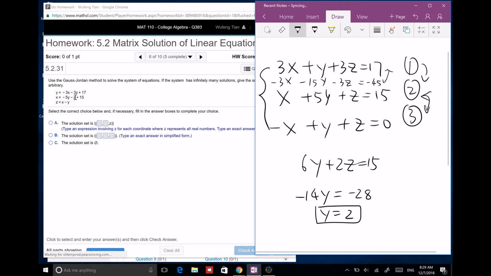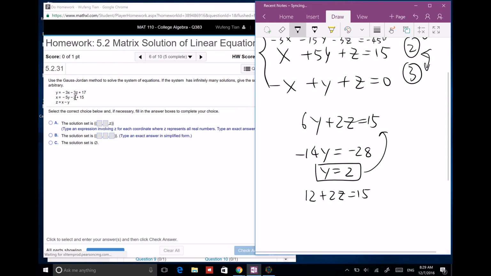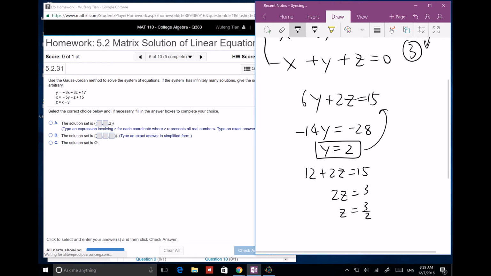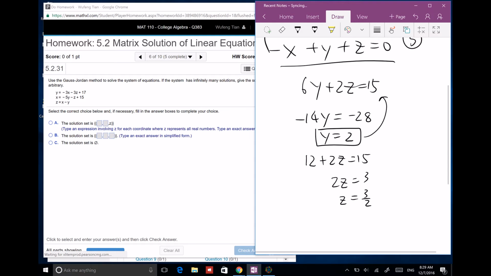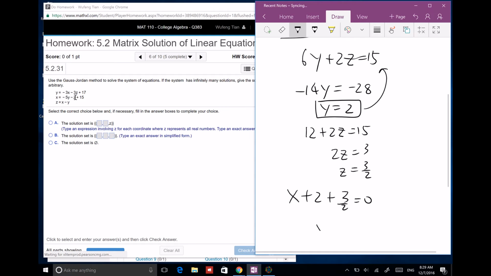If y equals 2, plug into here. 12 plus 2z equals 15, and 2z equals 3, and z equals 3 halves. Since x plus y plus z equals 0, plug into here. X plus 2 plus 3 halves equals 0, so x equals negative 2 and 3 halves, so equals negative 7 over 2. Solution set.